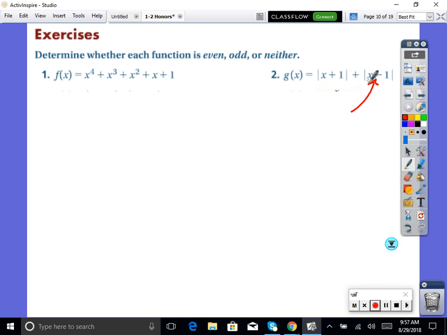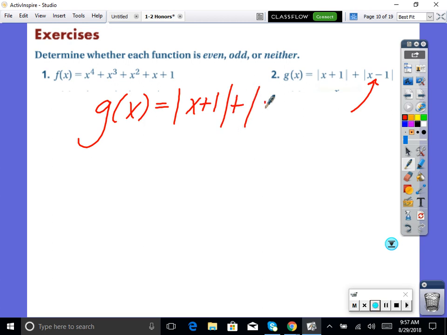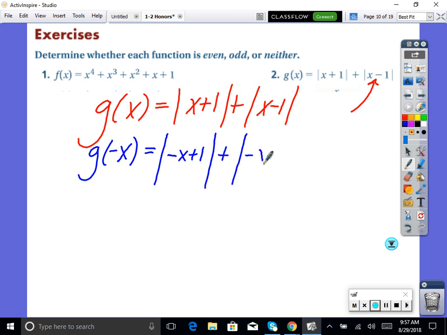Everybody understand the difference? Okay, so how we test this is we're going to test, I'm going to write it down right here just so I have it bigger. This is what we have originally, and we need to plug in negative x, true? So we have g of negative x. Let's see what happens here. Absolute value, we have negative x plus 1 plus absolute value, negative x minus 1, true? Now you say, I need to simplify this. Now what do you see?